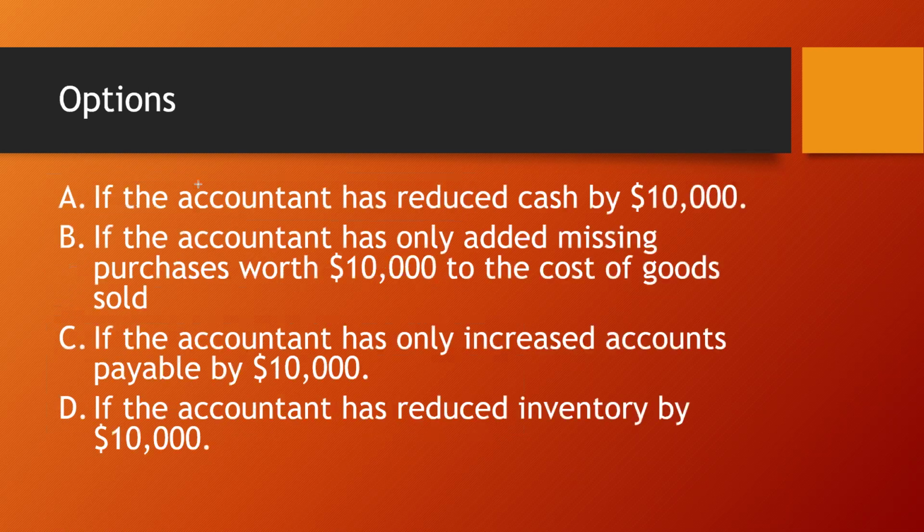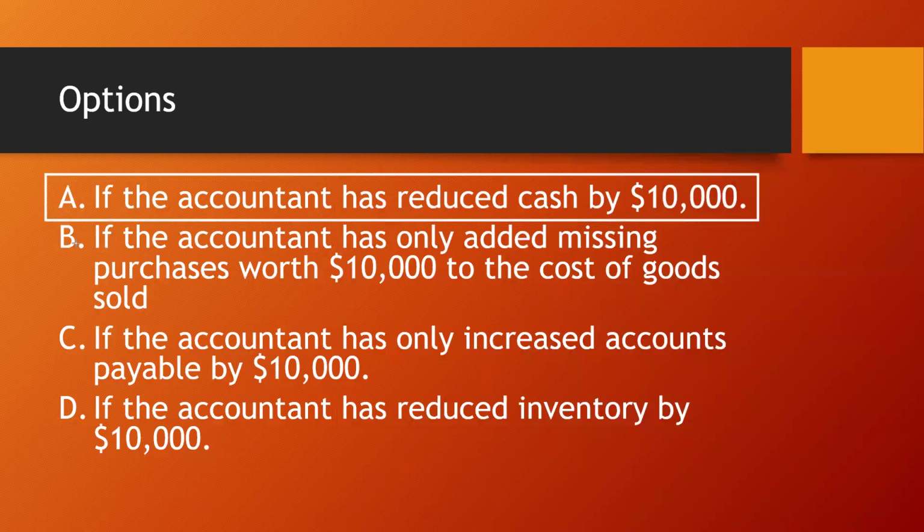As per the question, the first option is that the accountant has reduced the cash. Obviously, if you make a purchase, you make the payment, so maybe he reconciled the bank or cash book and found the error. It's a balance sheet item, so it's not the answer. Option elimination is the best approach.